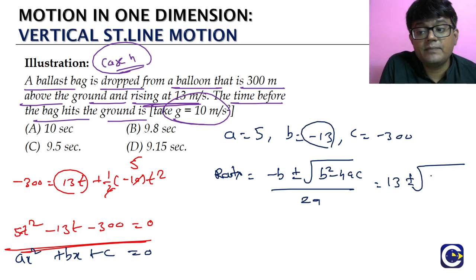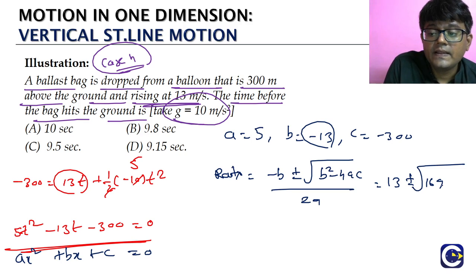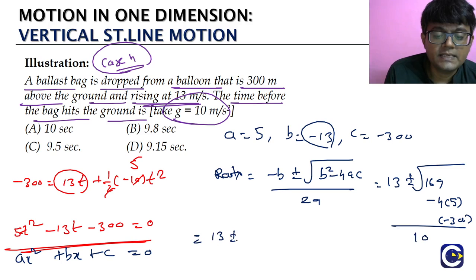Minus 13, if you square it, it will become 169. 13 square is 169. Minus 4 into a is 5, c is minus 300, divided by 2 times a, which means 2 into 5 is 10. So look at it: 13 plus or minus root of 169.